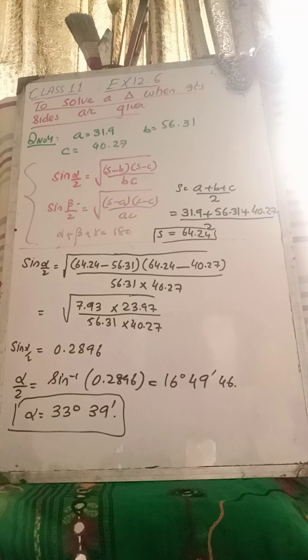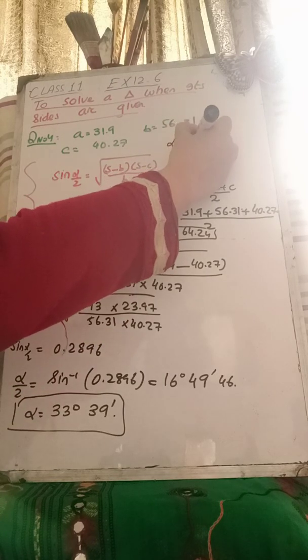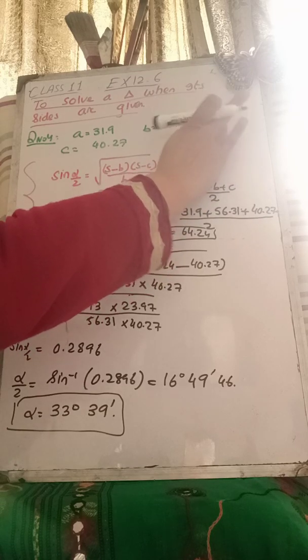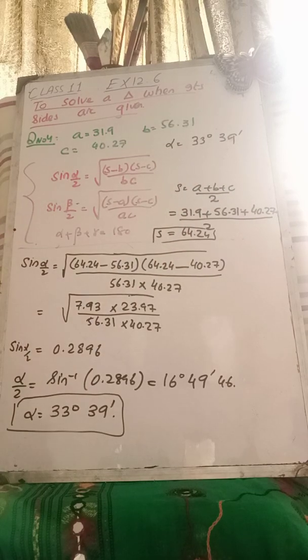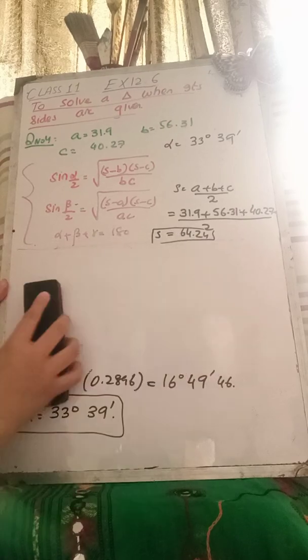Now I have found alpha. Alpha came out to be equal to 33 degrees and 39 minutes. Now again, using the beta formula, I am going to find beta in the same way.